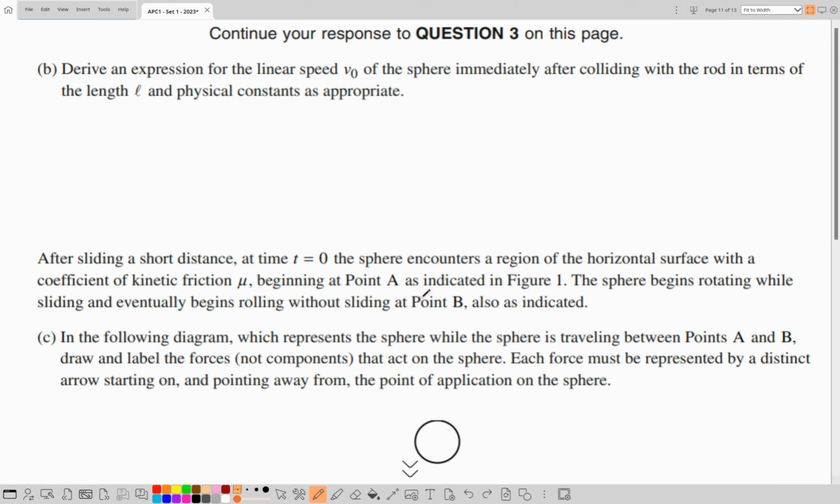Now in part B, derive an expression for the linear speed v0 of the sphere immediately after colliding with the rod in terms of the length L and physical constants as appropriate. Since it's a mix between rotational and translational motion of the sphere, then we can apply the conservation of angular momentum.